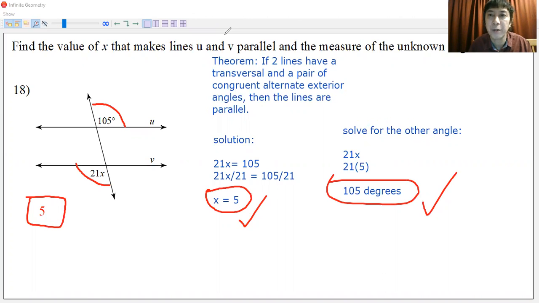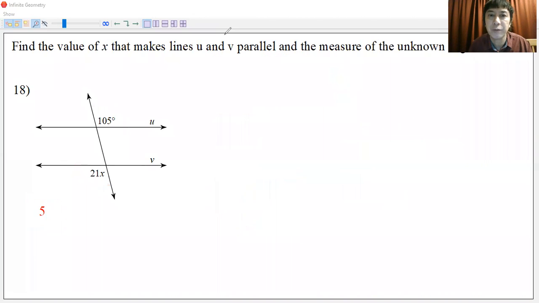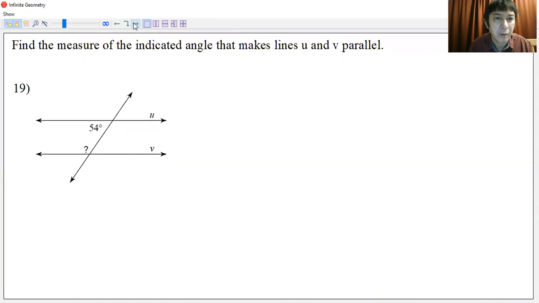Continue now with number 19. Let's continue with the number 19. All right, number 19. All right, here is number 19. The configuration is different. This is the fourth configuration. We have two angles on one side of the transversal. The unknown angle is there. The given angle is there. And these are two interior angles on the same side of the transversal.